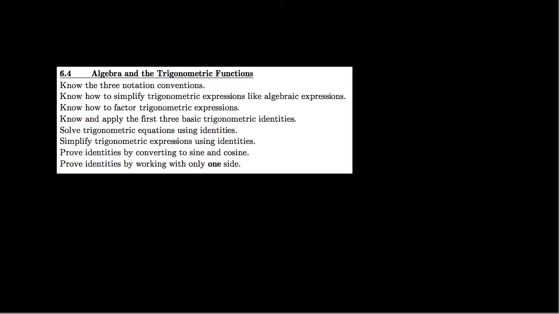Section 4 covers mostly how to combine the algebra rules that you know with trigonometric expressions and equations. We'll do things like simplify expressions that involve trigonometry, including factoring trigonometric expressions. We're going to learn three basic identities that can be used to help simplify trigonometric expressions. We'll solve some equations, and we'll learn how to do identities, which are proving trigonometric statements by working with one side only.